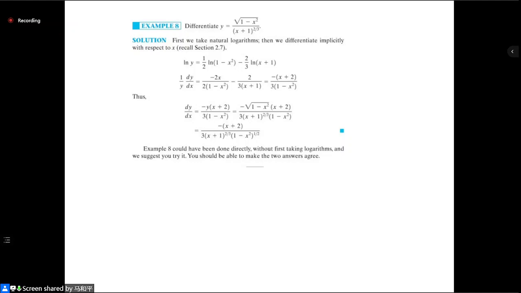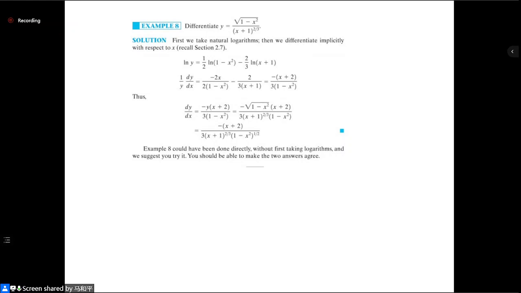Differentiate y is the square root of (1 minus x squared) over (x plus 1), to the power 1 over 3. Here we see this function is involving square root, power and quotient. So maybe we can take natural logarithms. Then we differentiate implicitly with respect to x.